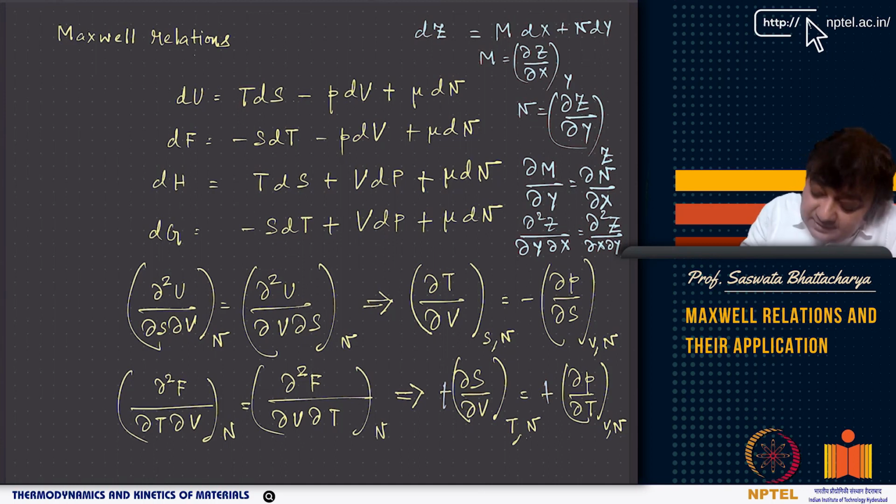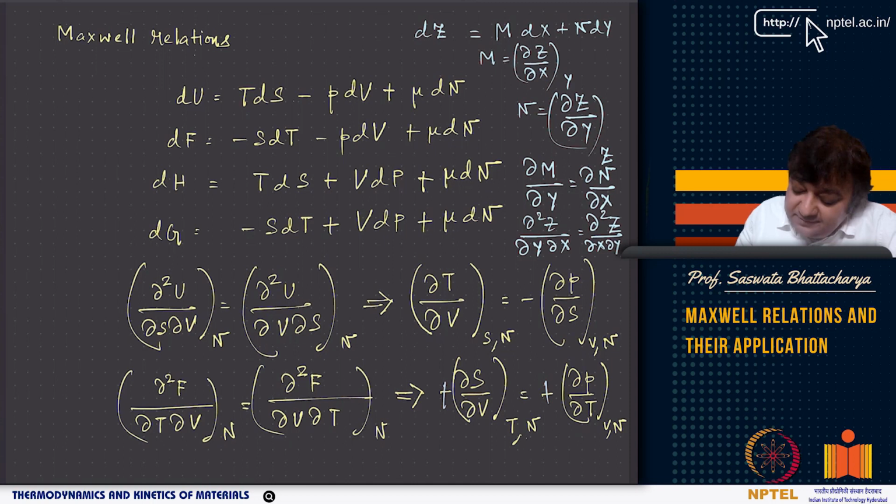So we can write dU as T dS minus P dV plus mu dN. Remember, T is del U del S, minus P is del U del V, and mu is del U del N. Similarly, I can write dF. Now, in the case of F, we have to use T instead of S. So it is minus S dT minus P dV plus mu dN. For H, it is T dS plus V dP plus mu dN, right?